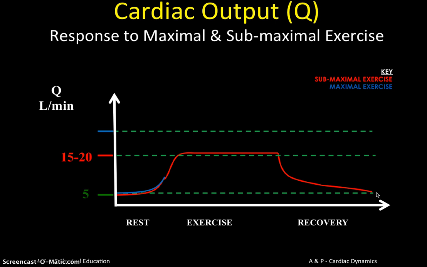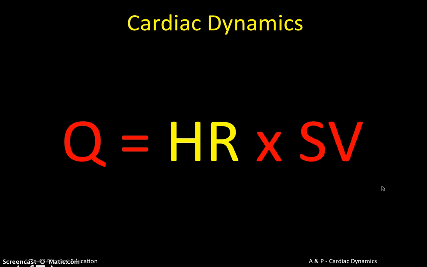For maximal exercise, it's the same start, the same anticipatory rise and rapid increase, but instead of plateauing, there's then a gradual increase until we reach maximal levels. Again, it's much higher, could be about 20 to 40 litres per minute circulating around your body from your ventricles. After exercise, there's a dramatic drop, and then a gradual decrease before we stop and have fully recovered.